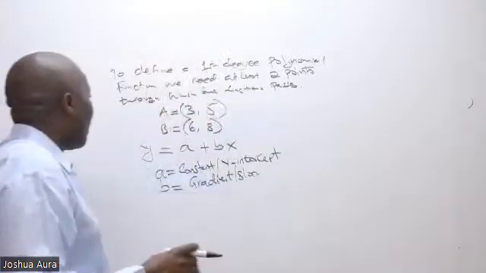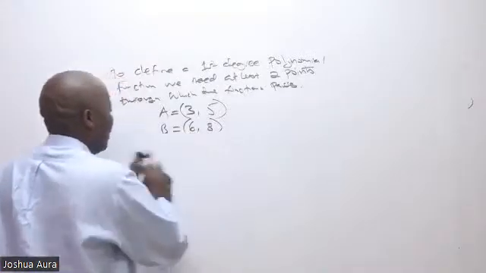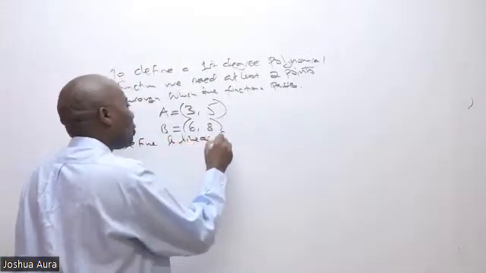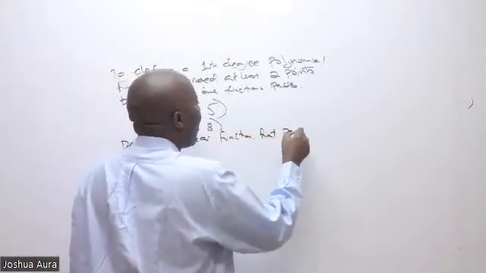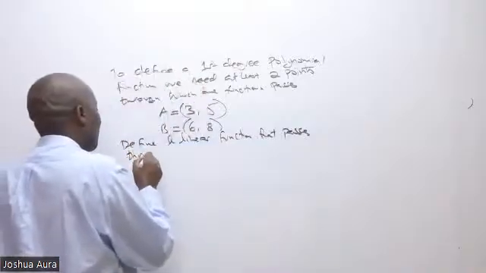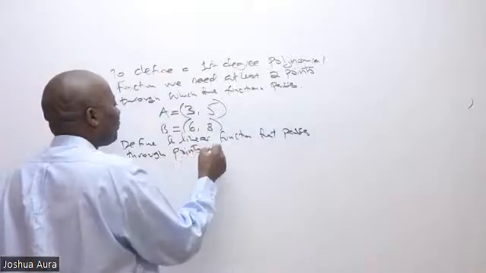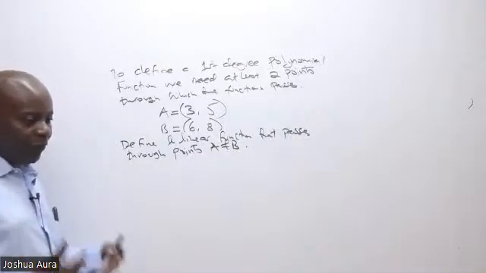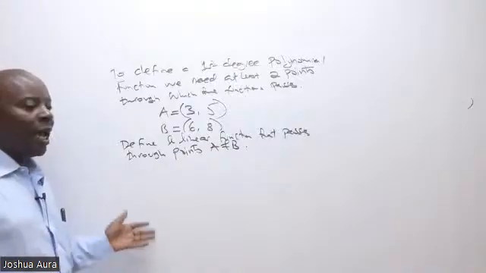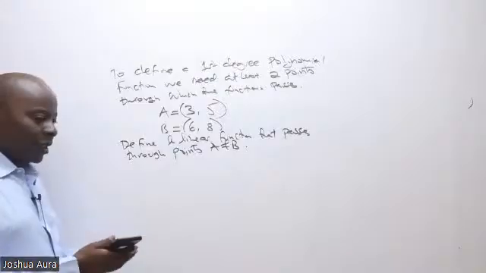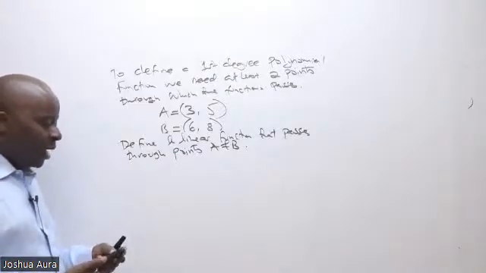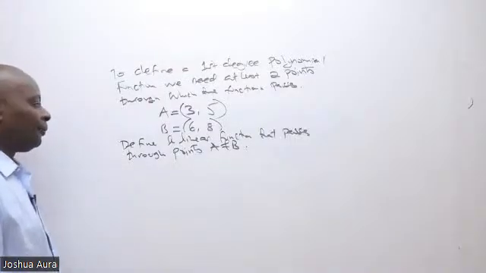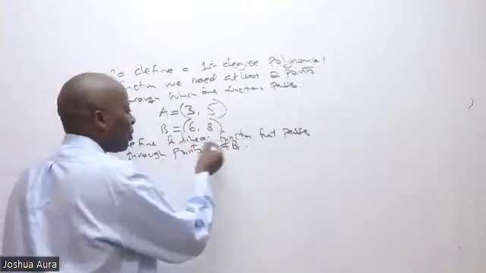And then you are told, define a linear function that passes through points A and B. Define a linear function that passes through points A and B, like that. The key word is, they have mentioned the word linear.